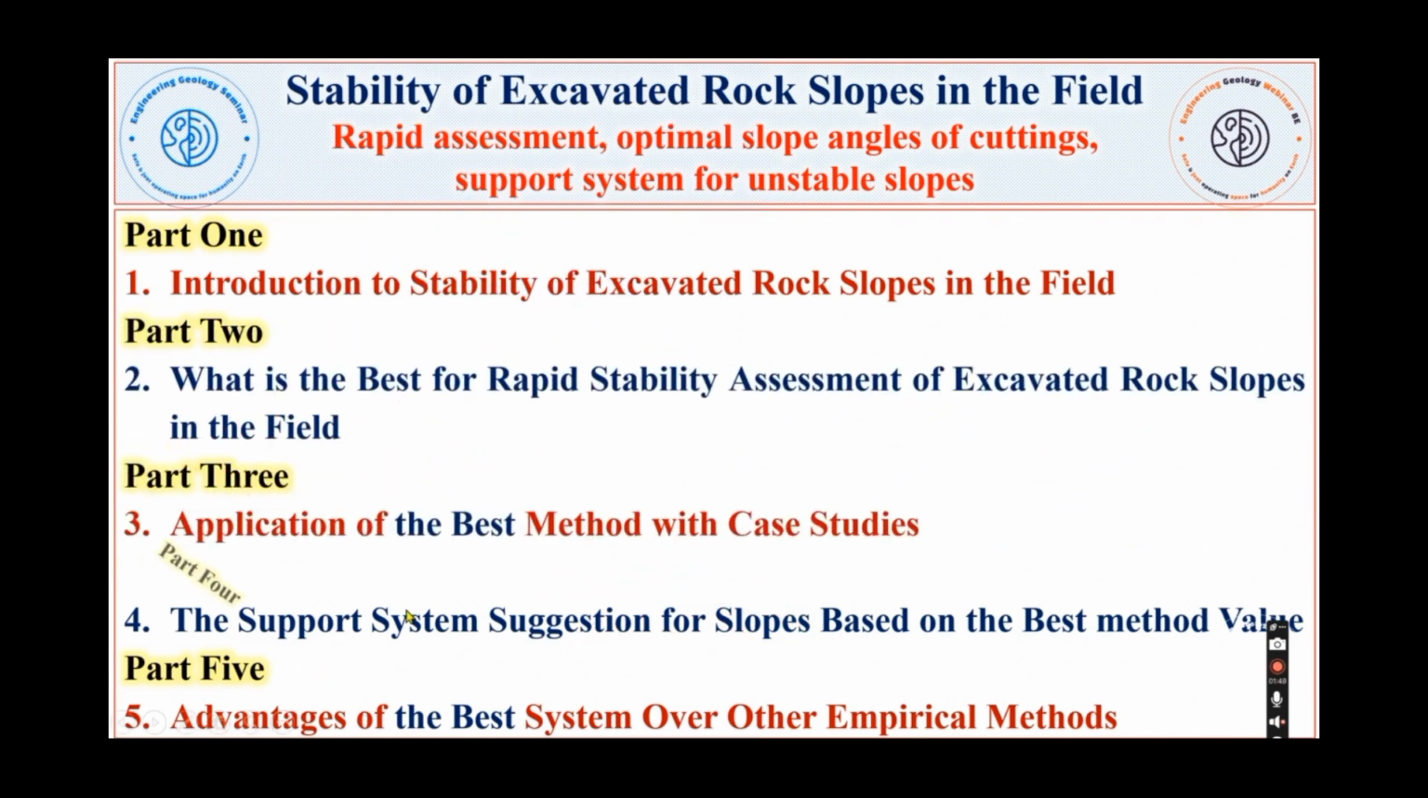In the second part, the best method for rapid stability assessment of excavated rock slopes in the field will be discussed. The third part, application of the best method with case studies. And the fourth part, the support system suggestion for slopes based on the best method. Finally, in the fifth part, we will discuss advantages of the best method over other empirically derived slope stability assessment methods.